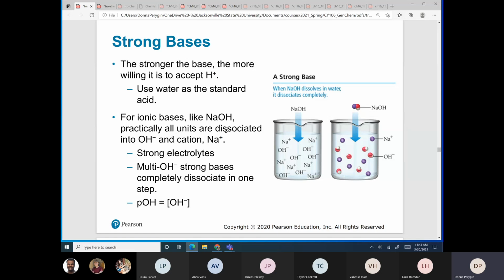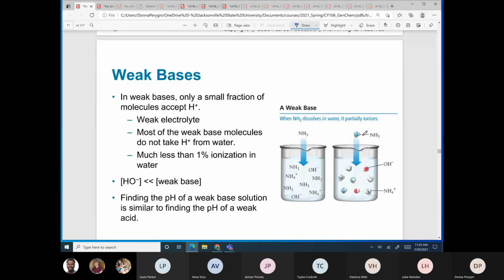But anyway. All right, so looking at strong bases, the stronger the base, the more willing it is to accept H+. Or in other words, strong bases you can also say completely dissociate in water. So for ionic bases like sodium hydroxide, they completely dissociate in water essentially, and they're strong electrolytes. And so you can just say that the hydroxide ion concentration is equal to the concentration of the base that you put in. So you can assume that, and we just did some problems with that.